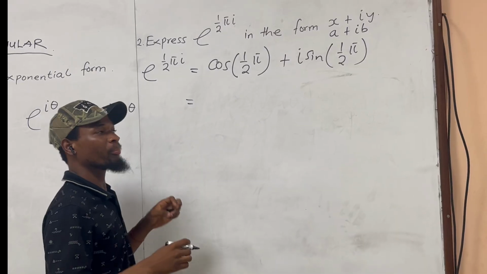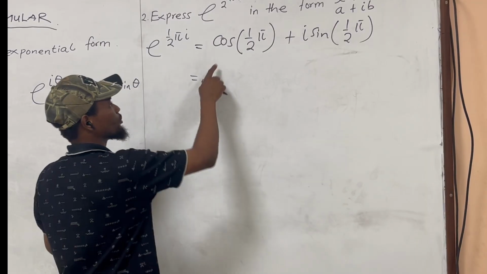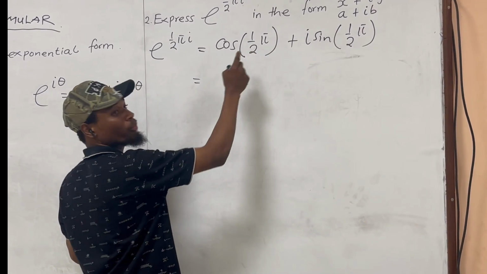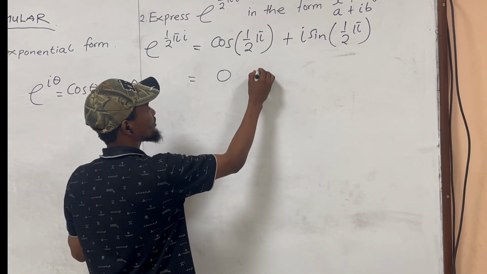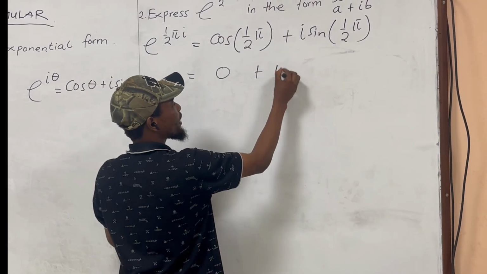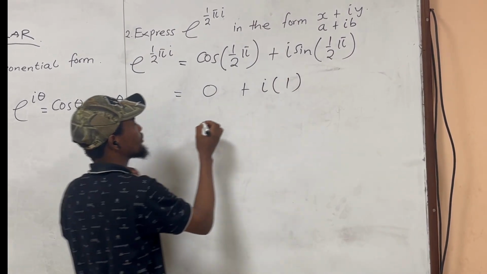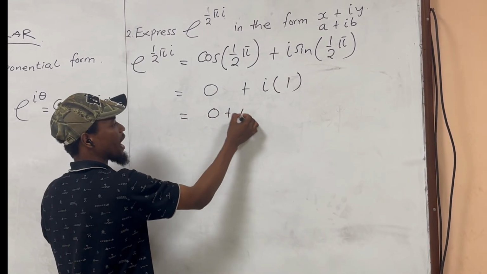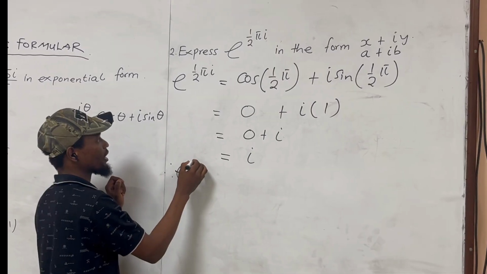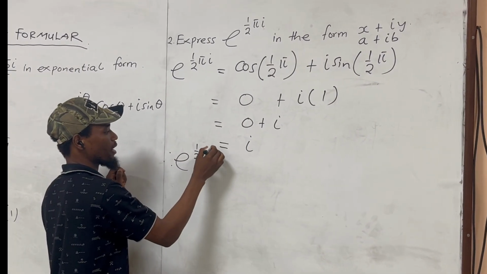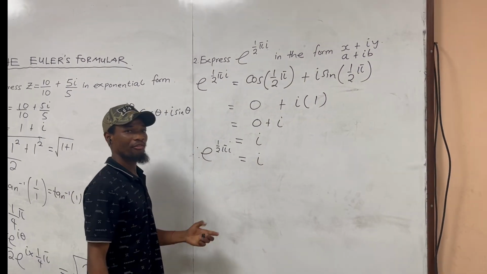Now, permit me to work in radians. You can work in degrees, all right? So cos of 1 on 2 pi in radians gives 0, then plus i times sine of 1 on 2 pi, which gives 1. So this is 0 plus i, which is equal to i. Therefore, e to the power 1 on 2 pi i is the same as i in the rectangular form.